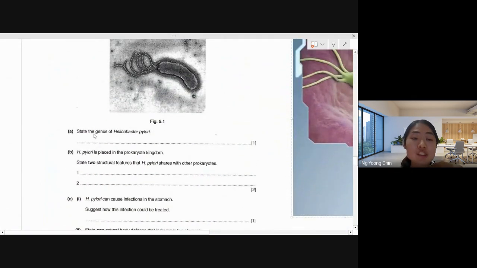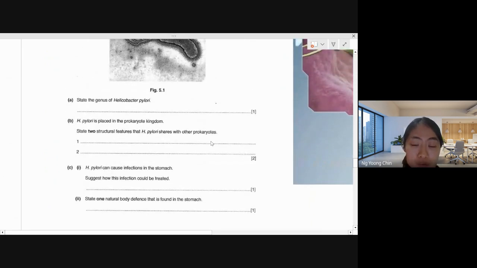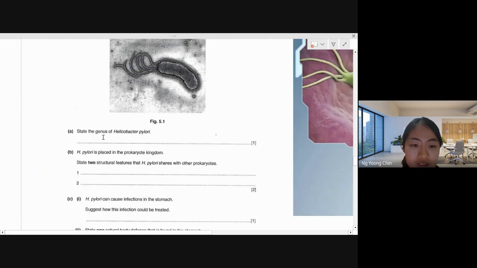Okay, state the genus of the Helicobacter pylori. So what is the genus? And then Su Yang, what is the answer? Oh, I should give you homework to try. What is the answer for this? This one, first one. Helicobacter. Yeah, correct. Okay, Helicobacter. So you just write Helicobacter only. Because pylori refers to the species which is not included in the genus. It does not belong to the genus.